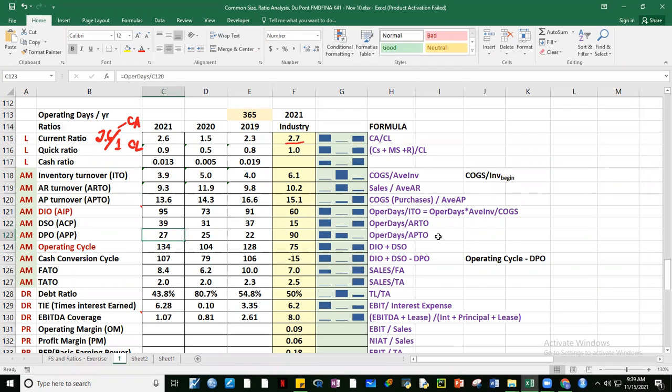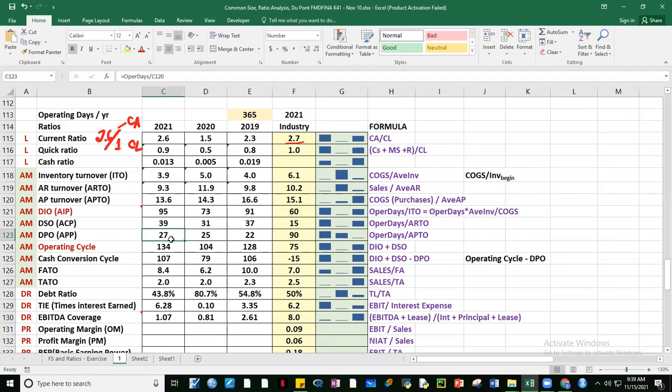And then days payable outstanding, ano ibig sabihin nito, guys? Also, operating days divided by the APTO. Okay? So ito, days payable outstanding related kay APTO. Operating days divided by the APTO. Ano ibig sabihin nito? In 27 days, guys, we have to pay our suppliers. No? Samantalang si direct competitor, 90 days. So ibig sabihin nun, mas mataas yung credit terms nila kaysa dun sa atin.